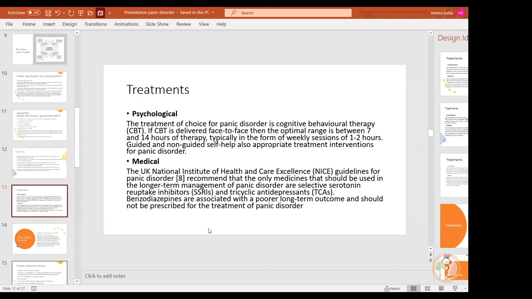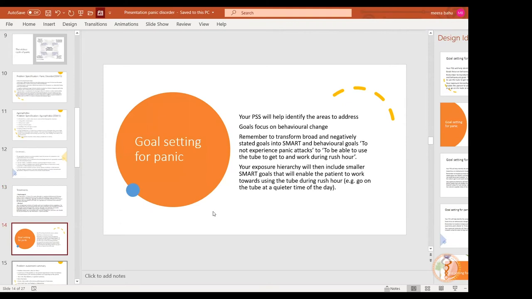So the medical kind of treatment is also there. It is recommended that the only medicines used in the long-term management of panic disorder are selective serotonin reuptake inhibitors, SSRIs, and then tricyclic antidepressants. They suggest that benzodiazepines are associated with poorer long-term outcomes, so they should not be prescribed. So that's something you can think about. Again, when you are combining medication and treatment, you can see that they can reduce the doses, go to reviews, and then maybe completely stop at the end of the treatment.